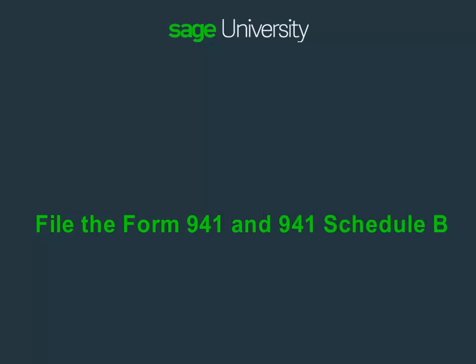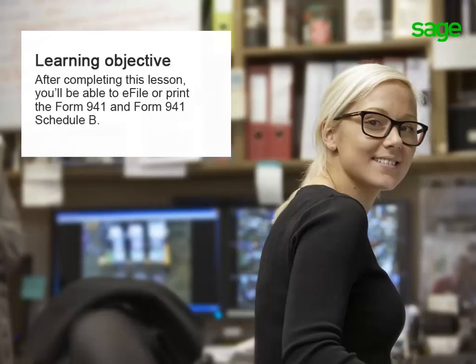Are you ready to start producing your quarterly forms? Let's start with the Federal Quarterly Reports, the Form 941 and 941 Schedule B. After completing this lesson, you will be able to e-file or print the Form 941 and Form 941 Schedule B.